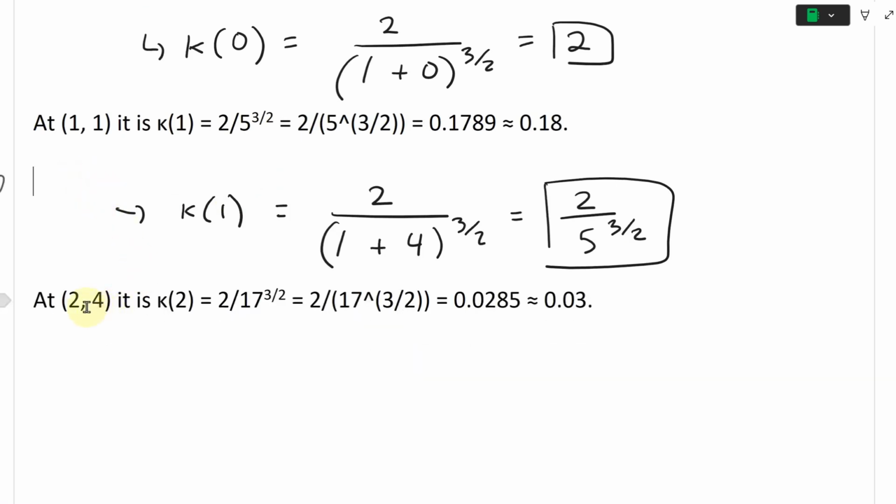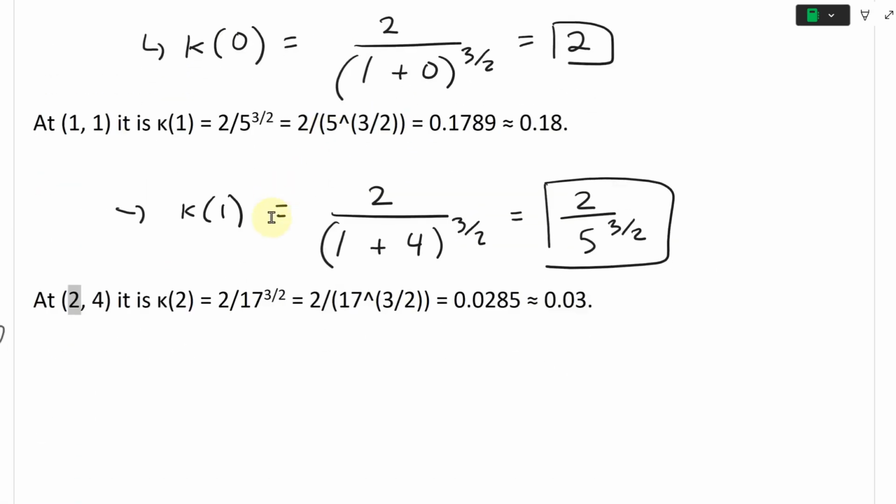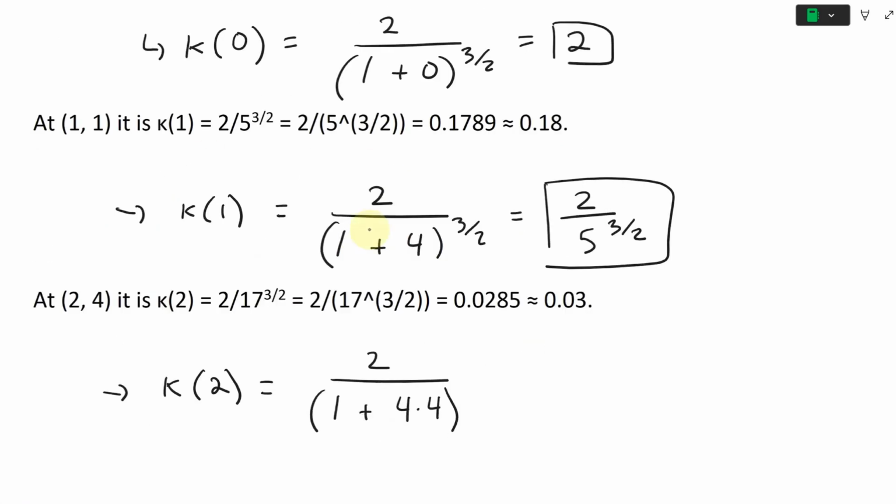All right, so at 2, 4, well, x is 2, and this is a function of x, so we just plug in 2 in there. So kappa of 2 is equal to 2 over 17 to the power of 3 over 2. That's because 4 times x squared, so 2 squared is 4 times 4 is 16, and then plus 1 is 17. So in other words, I'll just write this, and then we'll calculate it. So this is going to be kappa of 2. This equals 2 over 1 plus, this is 4 times, well, x squared is 4. Yeah, so that's 16.